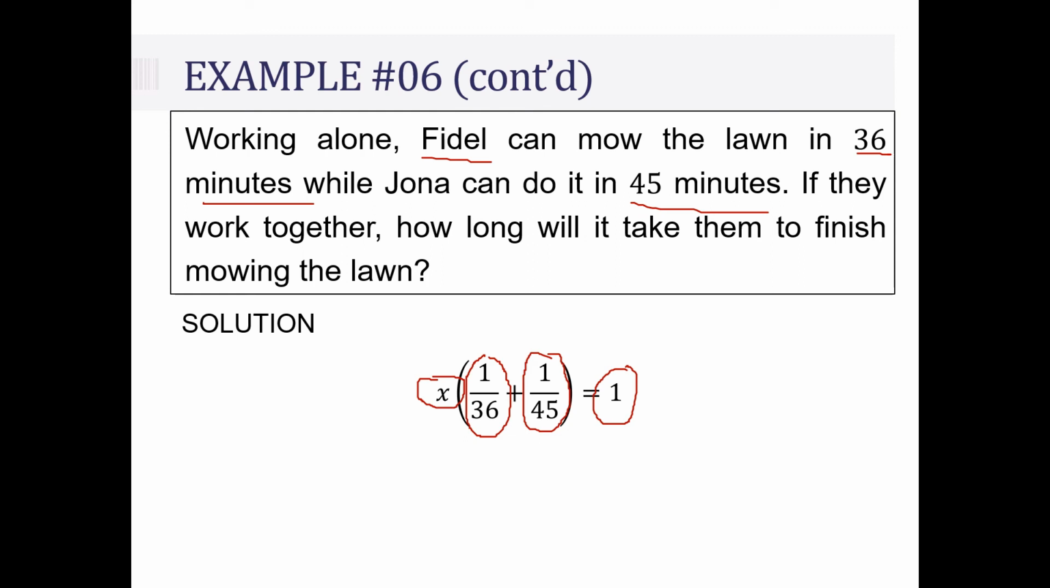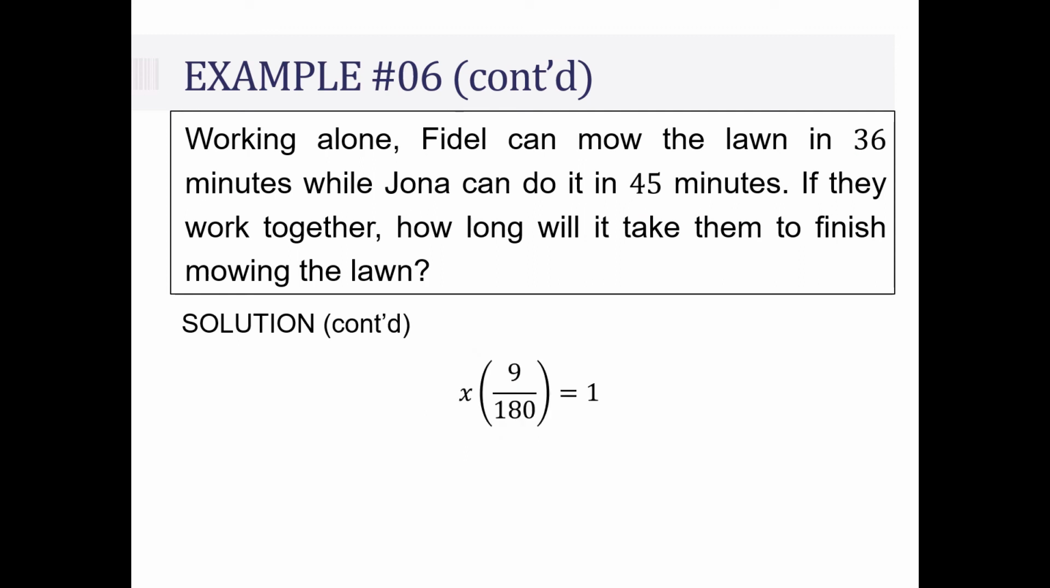Okay, gawin nating similar fraction nito. This becomes 180 ang kanilang LCD. So, we have 5 plus 4 over 180 times x equals 1 is equal to 9 over 180 times x equals 1. Or if we simplify, that is 1 over 20 x equals 1. Or pwede natin i-rewrite yan as yung x dito, ilagay natin siya dito sa taas. I-times natin kay 1, kaya magiging x over 20 equals 1.